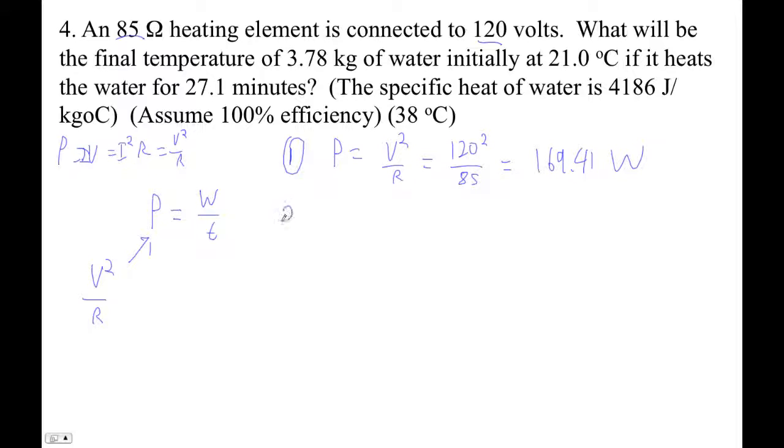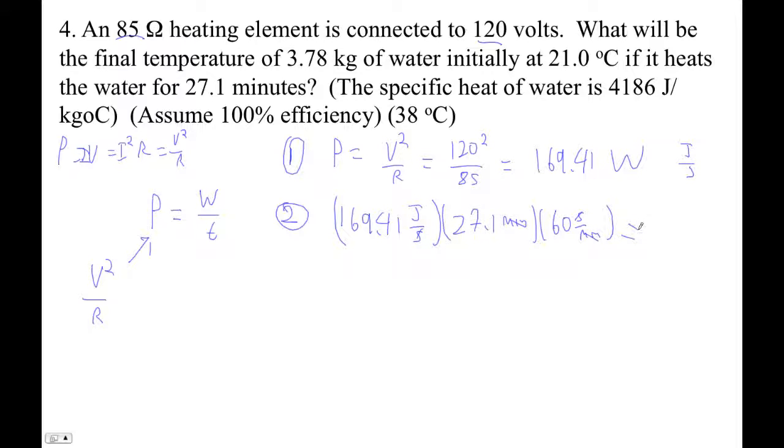Okay, the second thing I'm going to do is figure out how much heat that thing evolves, because remember that's joules per second, right? And it's 27.1 minutes, right? So 169.41 joules per second times 27.1, and this is minutes. And then of course we've got to go 60 seconds per minute. And then if you look at the units here, minutes will go away, and seconds will go away. We'll end up with just joules.